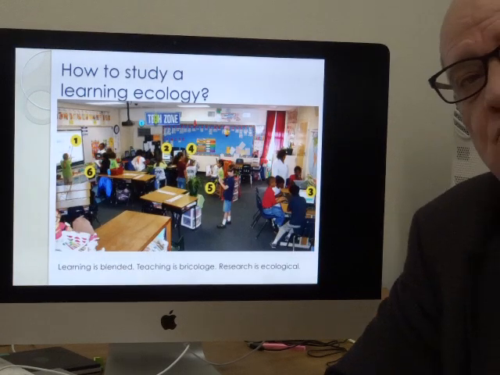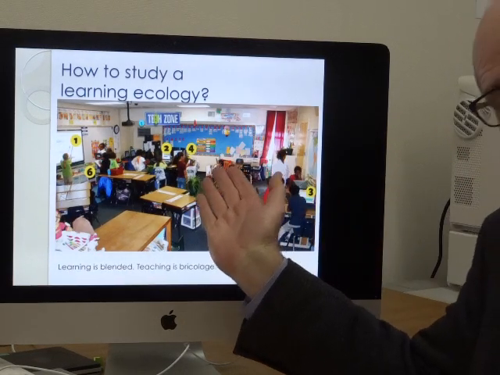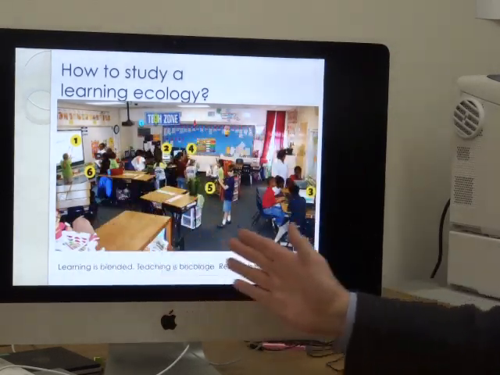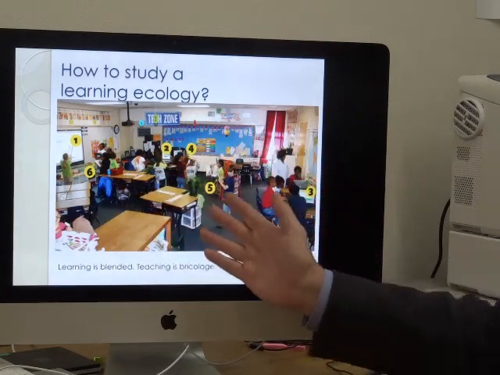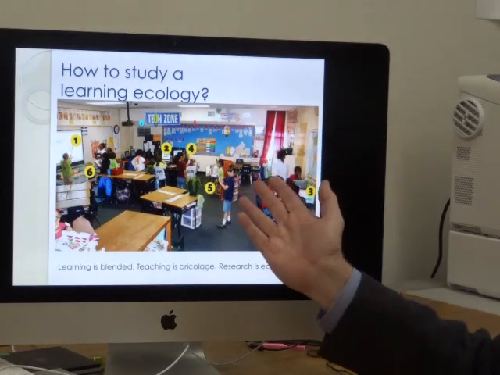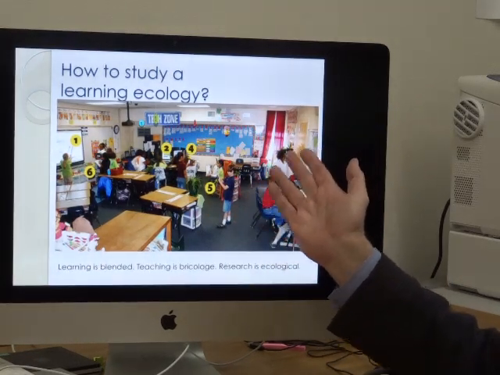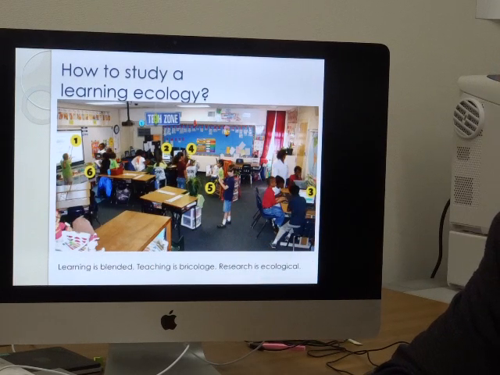During this presentation, first of all, the question that we are asking today is how to study a learning ecology. Now, look at this classroom. What you can see are people. You can see furniture. You can see devices. You can see things on the wall. You can see things growing and teachers walking around. This is an ecology. This is a learning ecology.